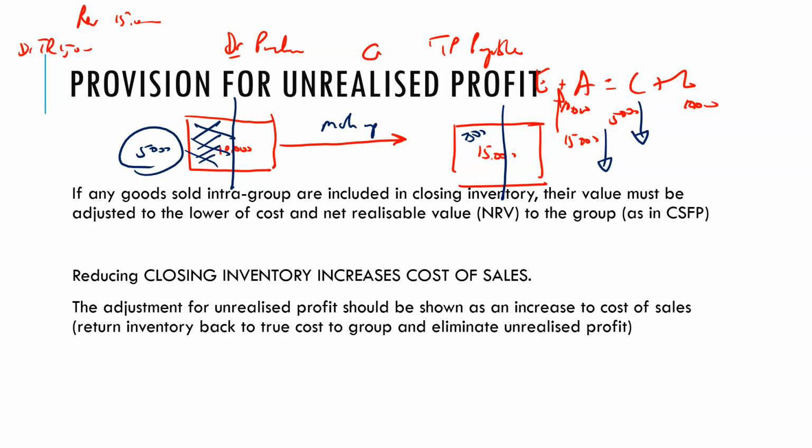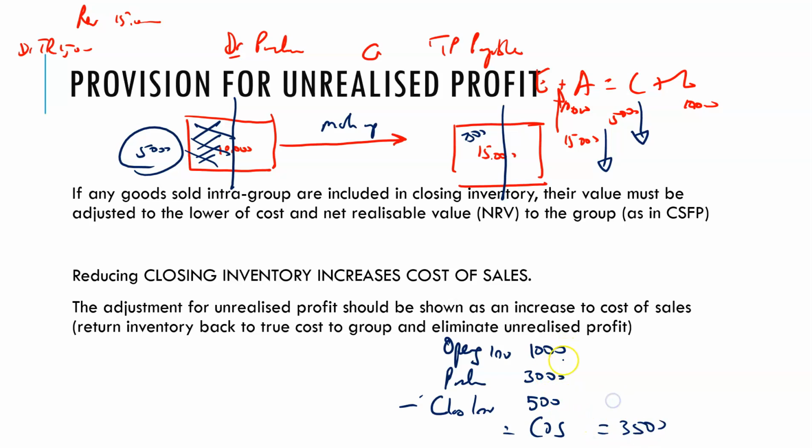Right, and therefore the whole idea is that you remember that opening inventory plus purchases minus closing inventory is equal to cost of sales. I'm just going to show you so you know what's going on here. Imagine I have 1,000 as my opening inventory, I buy 3,000 worth of stock, and my closing inventory is, let's say, 500. So cost of sales is 1,000 plus 3,000 minus 500. That's 3,500, of course, 4,000 minus 500.